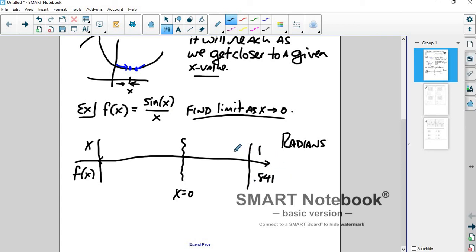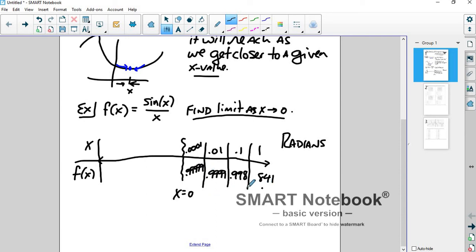0.841. And then I'm going to pick a number that's closer to 0. Remember, this is a number line. So I'm going to pick like 0.1. If I take 0.1 and plug it into my function, sine of 0.1 divided by 0.1, I get 0.998. If I plug 0.01, 1/100th, in, I get 0.9999. All right, and if I wanted to be really precise, I could pick another one and I'd get lots of 9s here, okay?